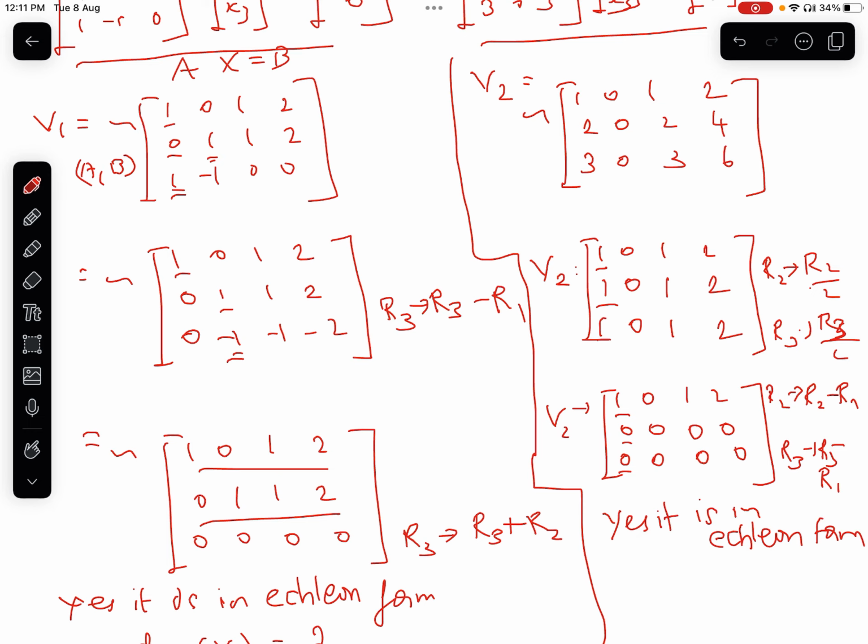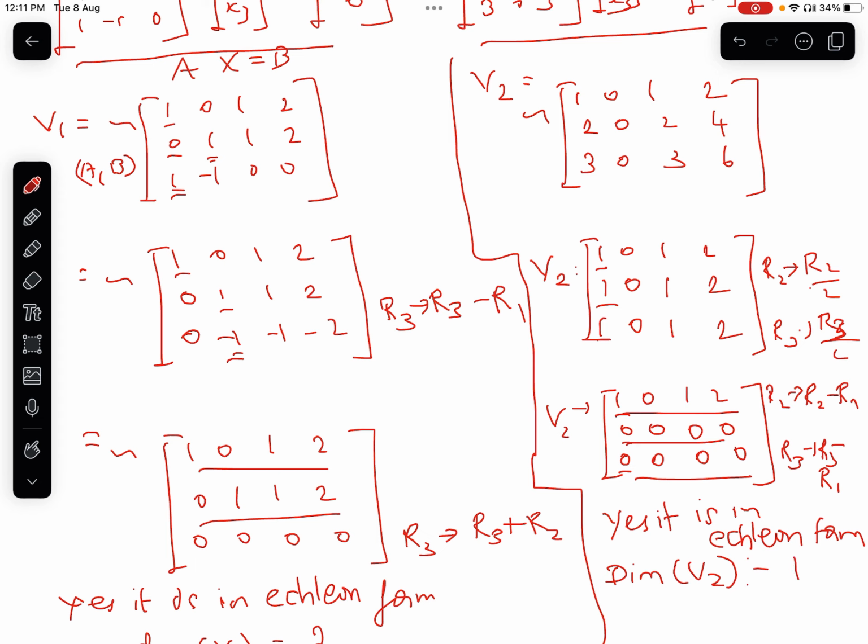Okay. And if you look at the dimension, dimension is nothing but the rank. So the dimension of V2. What is dimension or rank? It is nothing but the number of non-zero rows. Here only one non-zero row is there. The second row and third row are full of zeros. Therefore, the dimension of V2, that is the rank of V2, is 1.